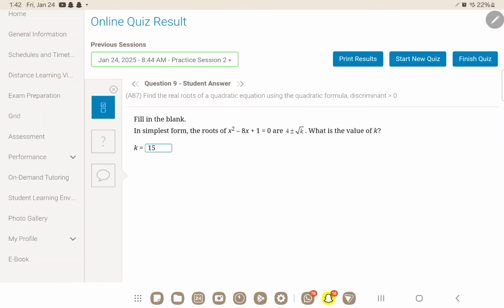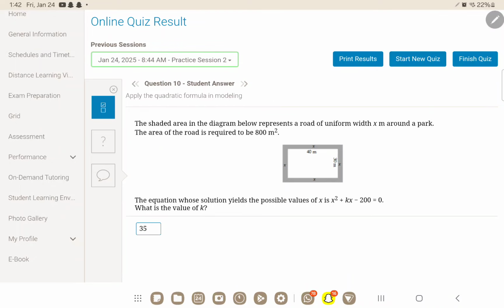That's how you get this answer. Now on to the next question. Okay, so for this question, again, the shaded area in the diagram below represents a road of uniform width x around the park. The area of this road is supposed to be 800 meters squared. So what is the area of this road?